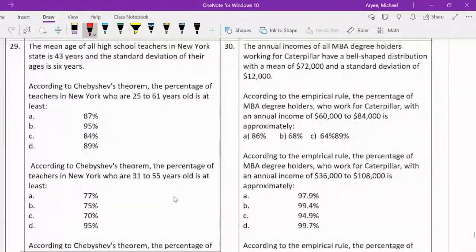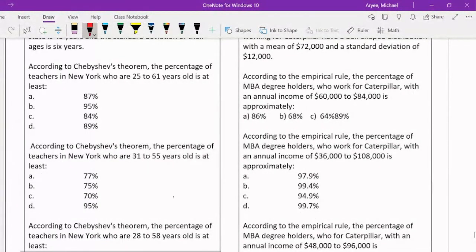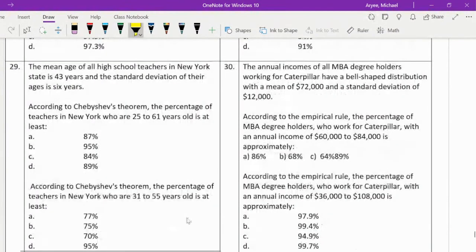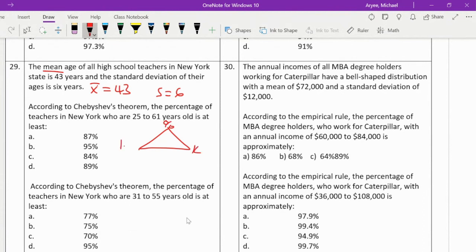Now let me do one more here because we have to cover one last thing on this one. This is an example where they gave you the mean, which is 43. The standard deviation, let me write S for standard deviation, is 6. This time they gave the lower limit, which is 25, and the upper limit, which is 61.